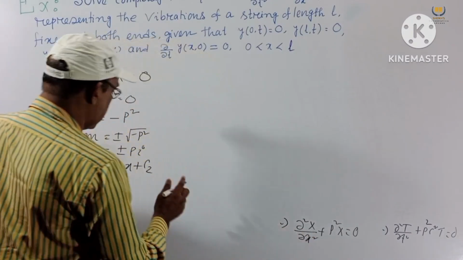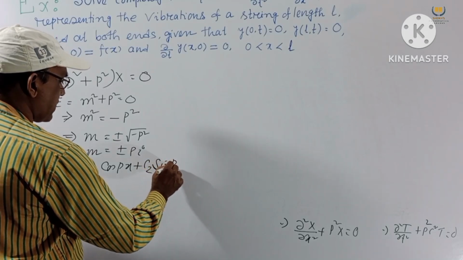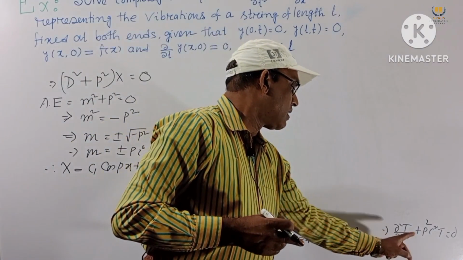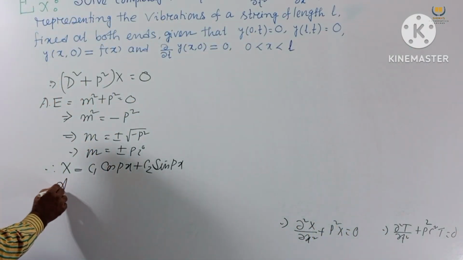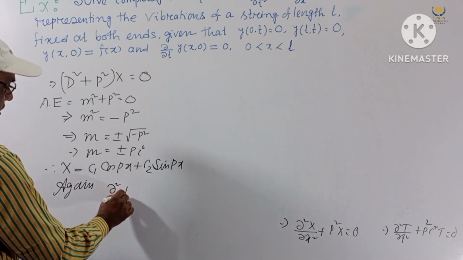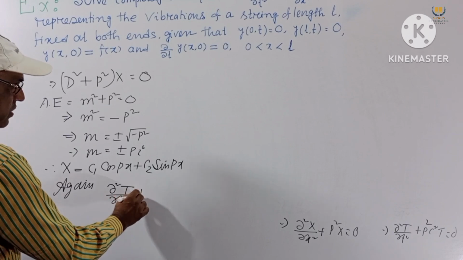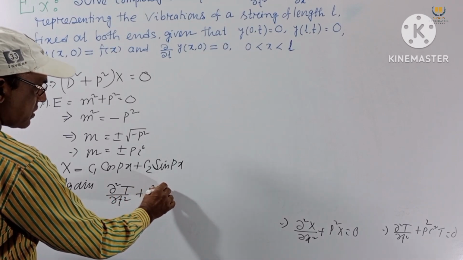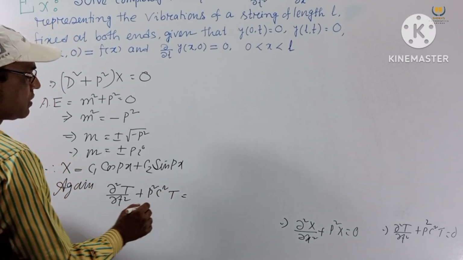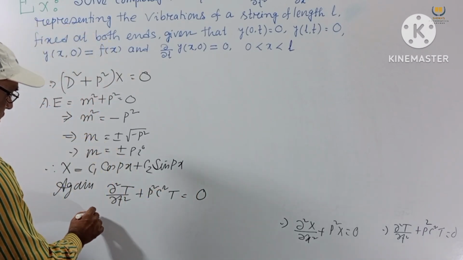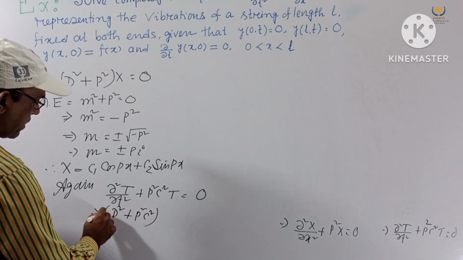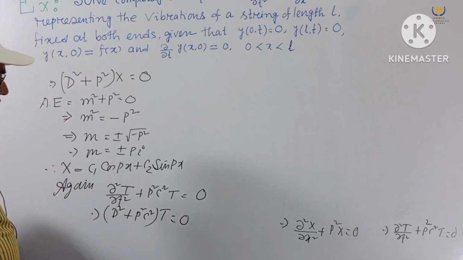This is X, we get this sin px. So we get X. Again we consider this one: del square t by del t square plus p square c square t equal to 0. So this is D square plus p square c square into T equal to 0.